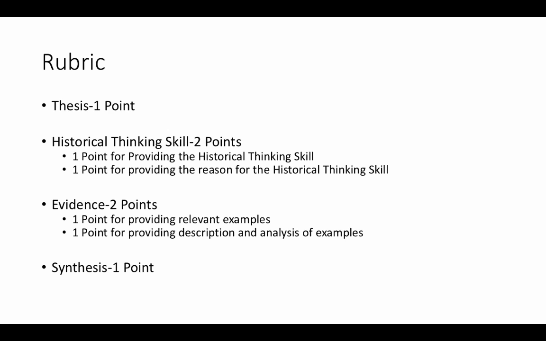So where are these 2 points coming from? 1 point is for providing the historical thinking skill. So they can talk about change in continuity, comparison, contrast, periodization, etc. But they also have to provide a reason for the historical thinking skill. If they only provide the thinking skill and just address it, that's not enough. They've got to provide a qualitatively good reason for why this change in continuity happened, comparison and contrast, and so on. Next up, very similarly, is evidence.